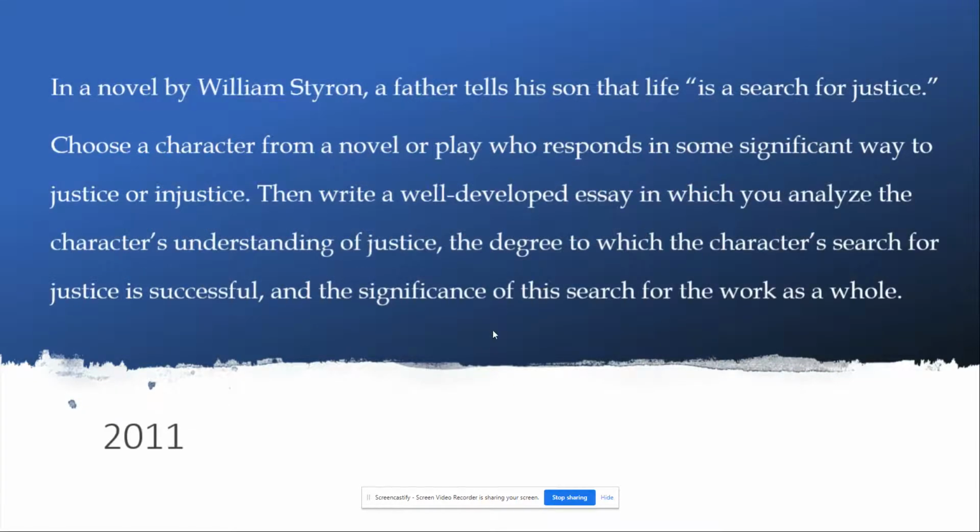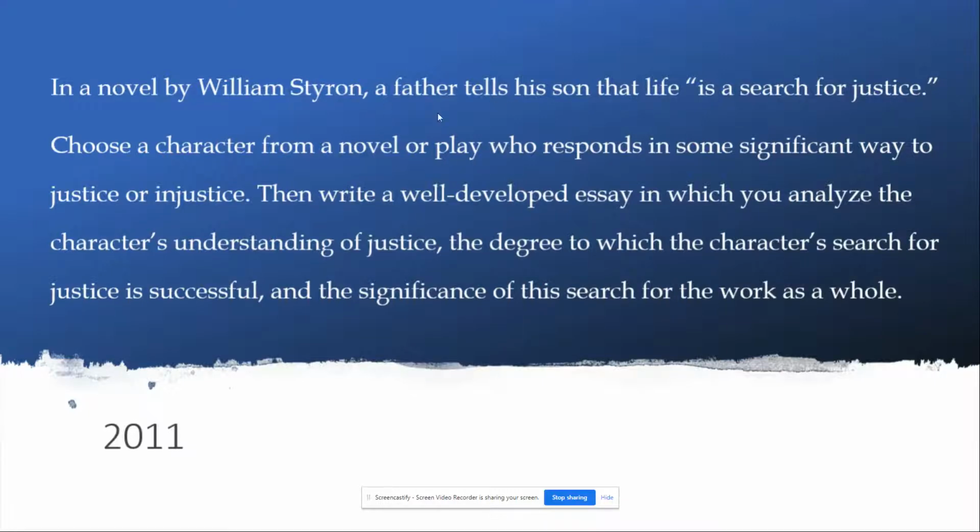Our final example, in a novel by William Styron, a father tells his son that life is a search for justice. Choose a character from a novel or play who responds in some significant way to justice or injustice. Then write a well-developed essay in which you analyze the character's understanding of justice, the degree to which the character's search for justice is successful, and the significance of this search for the work as a whole.